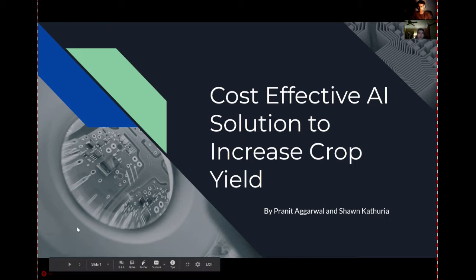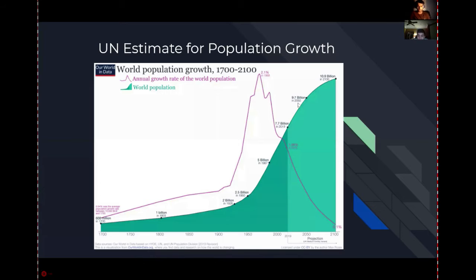So the first thing I want to talk about is that by 2050, the world's population, as you can see here, is going to be nearly 10 billion. So we can't just double the amount of farmland we have in order to feed this many people. We need to optimize the farmland that we have to create more food. And we cannot fund programs that just give food to people. We have to teach them how to create this food. So, Pranit, would you like to add?